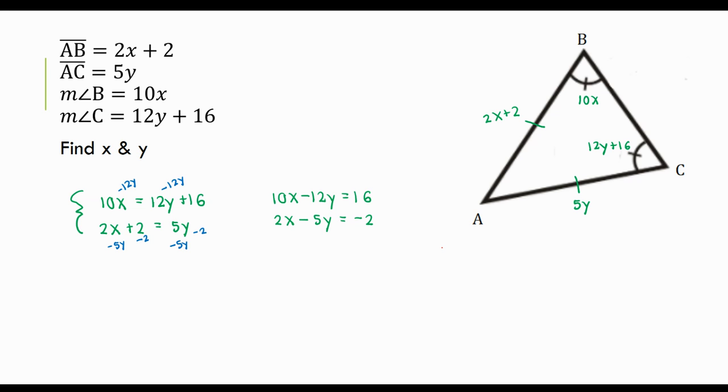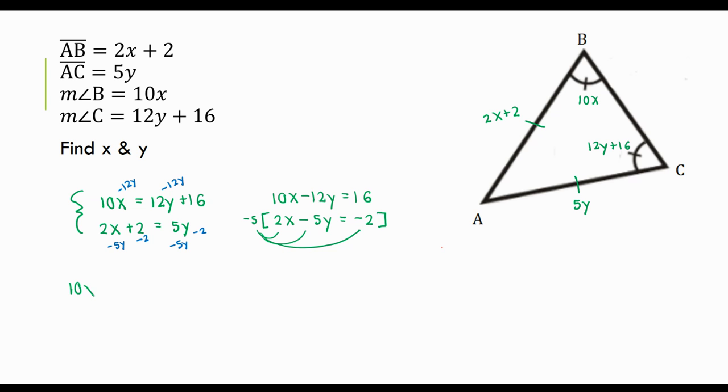To do elimination, I want to have one of the variables disappear when I add them together. Right now, if I add the x's, it's not going to disappear. If I add the y's, it's not going to disappear. If I look at the smaller numbers, they both happen to be on the bottom. 2x is smaller than 10x. Negative 5y is smaller than negative 12y. But the easiest one to manipulate would be the x's, because I can very easily turn 2 into a negative 10. So I'm going to turn that 2 into a negative 10 by multiplying the entire bottom equation by negative 5. So I have to make sure that I distribute that negative 5.